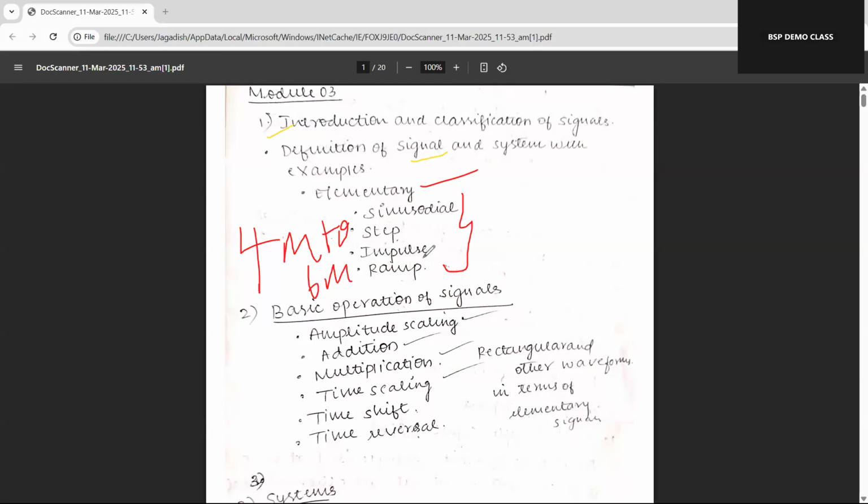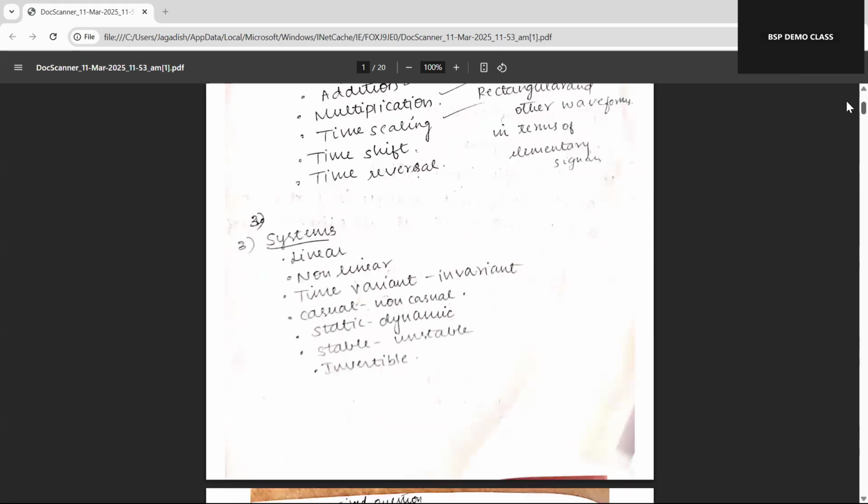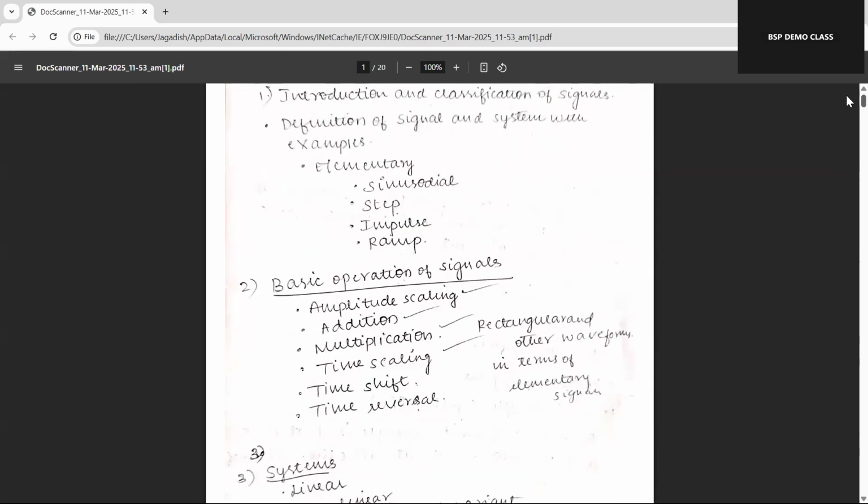Okay. This is the first one by third module. First, I will be discussing the syllabus. Later, we'll go with the part. Okay. Next, we have to learn the basic operation of signals.